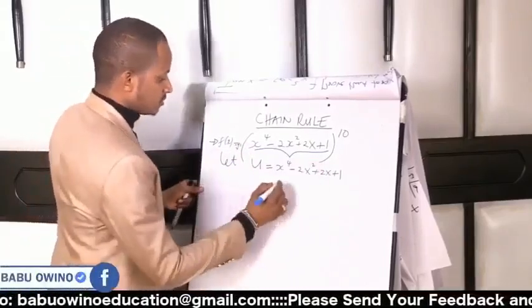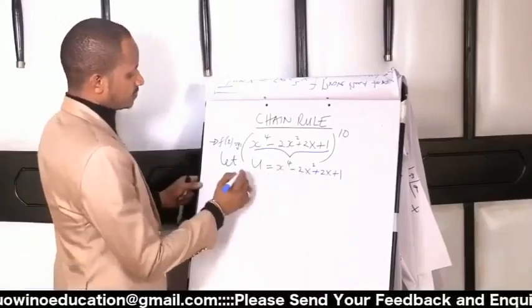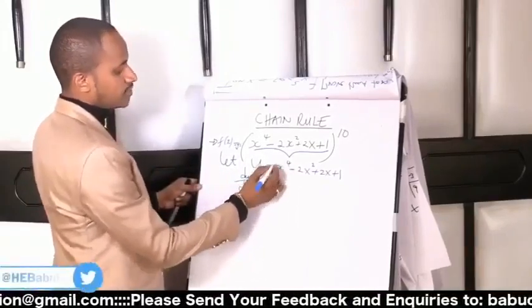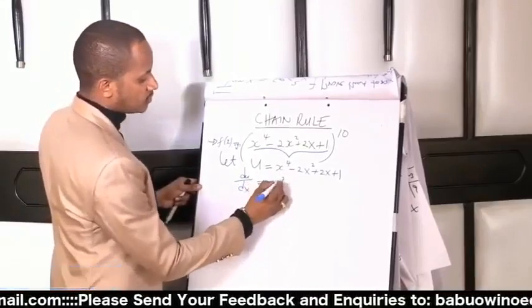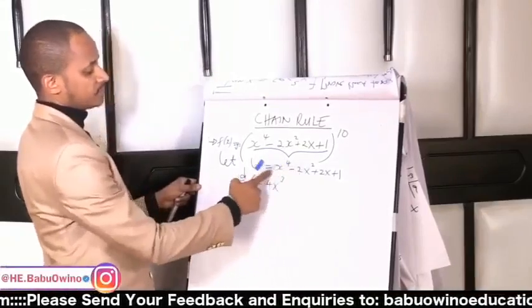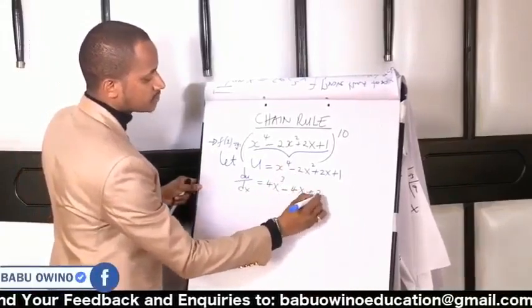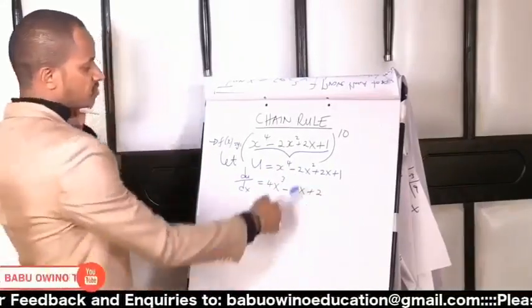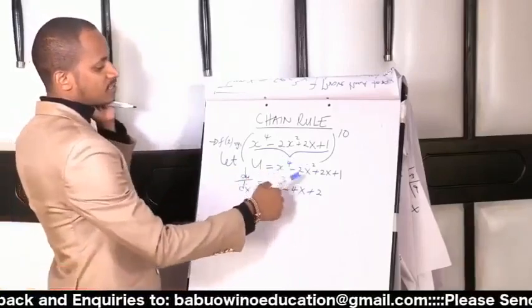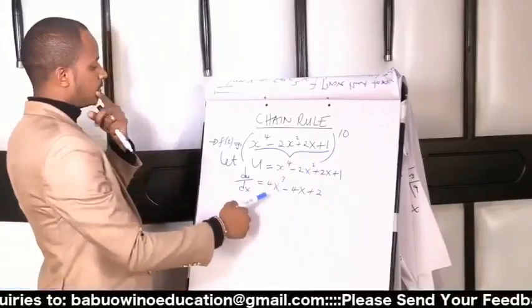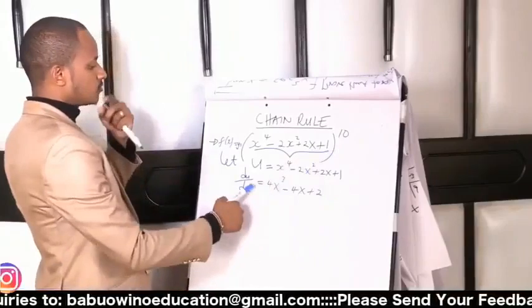What about very fast du? Just get du dx. Du dx here is 4x cubed minus 4x plus 2. Just differentiate this. If you differentiate, you just bring down the power, multiply by the coefficient, then lessen the power by 1. So this is du dx.